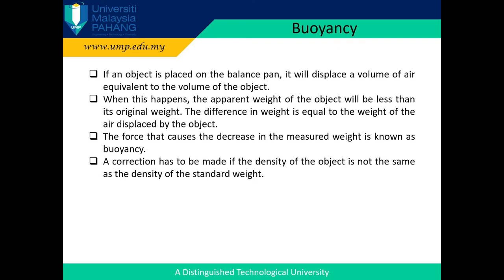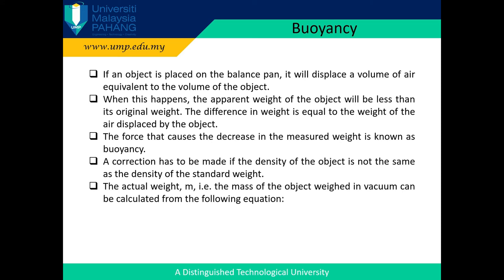A correction has to be made if the density of the object is not the same as the density of the standard weight. The actual weight, m, is the mass of the object weighed in vacuum, can be calculated from the following equation.